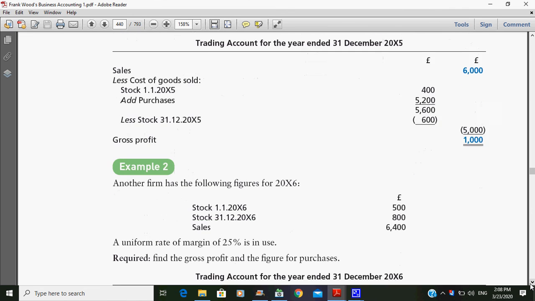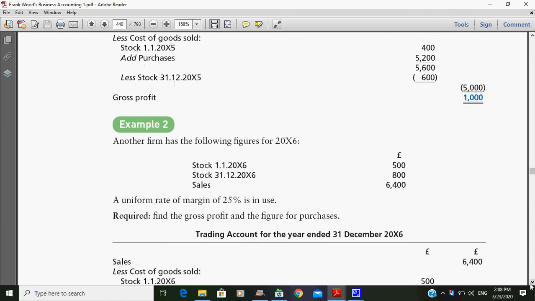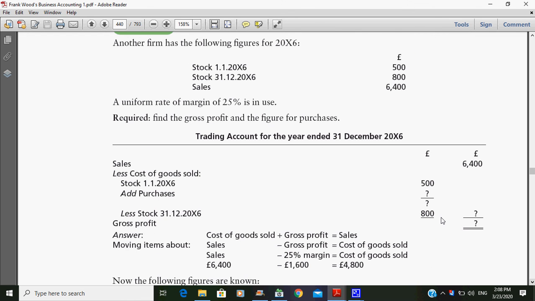Another example now. In this case we could use the margin. So you already have the gross profit and the figure for purchases. Now, remember, cost of goods sold plus gross profit equals sales. Good? Sales minus gross profit equals cost of goods sold. So therefore, sales minus 25% margin would equal cost of goods sold.